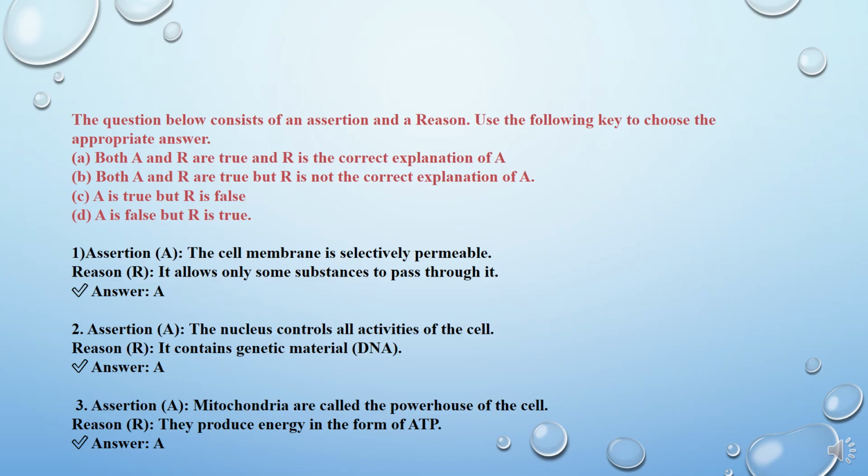Question number 3, in assertion, it is mitochondria are called the powerhouse of the cell. Reason: they produce energy in the form of ATP. Both A and R are true. And why is mitochondria called the powerhouse of the cell? Because it produces energy in the form of ATP. So, the correct answer will be A, because both A and R are true and R is also the correct explanation of the assertion.